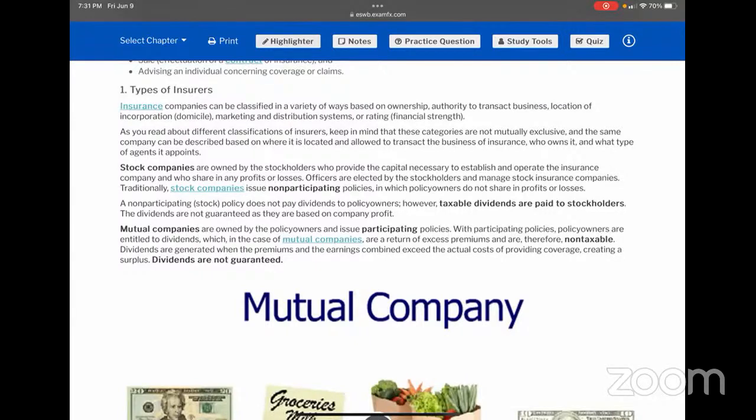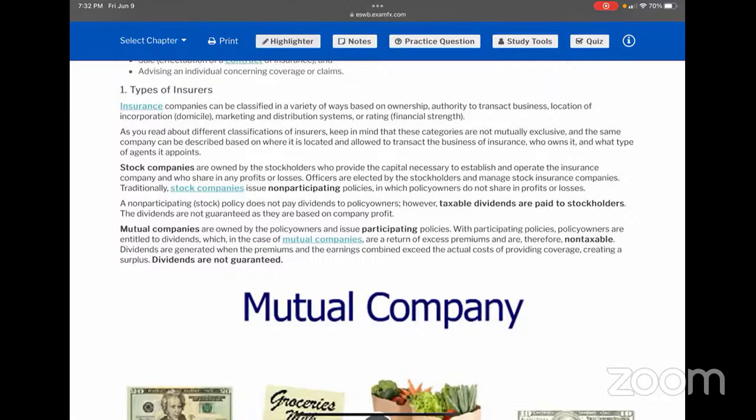All right. As you read about different classification of insurers, keep in mind that these categories are not mutually exclusive and the same company can be described based on where it is located and allowed to transact the business of insurance, who owns it, and what type of agents it appoints. Stock companies are owned by the stockholders who provide the capital necessary to establish and operate the insurance company and who share in any profits or losses.